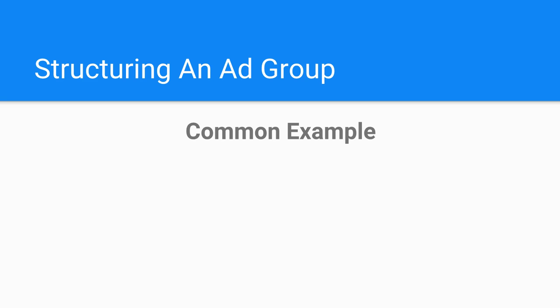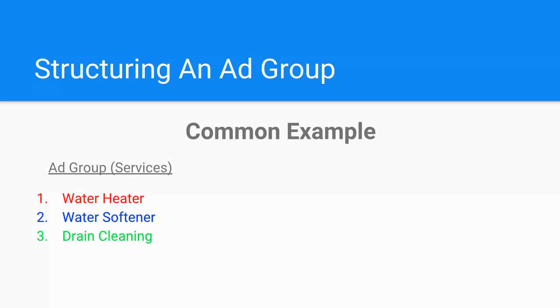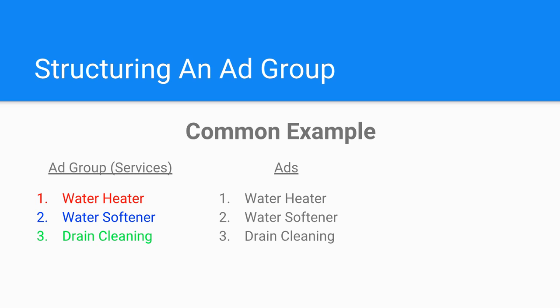So they find a campaign that they want to use and they create an ad group, and we'll call that one services. Then they think, great, I'll add keywords for my services that I want to advertise for. And because they're a plumber, they might want to advertise for things such as water heater, water softener, and drain cleaning. So they add those as keywords to their services ad group. Then they think naturally, well, I need to have ads for those keywords. So they create an ad for water heater, water softener, and drain cleaning. And those are all in the same ad group.